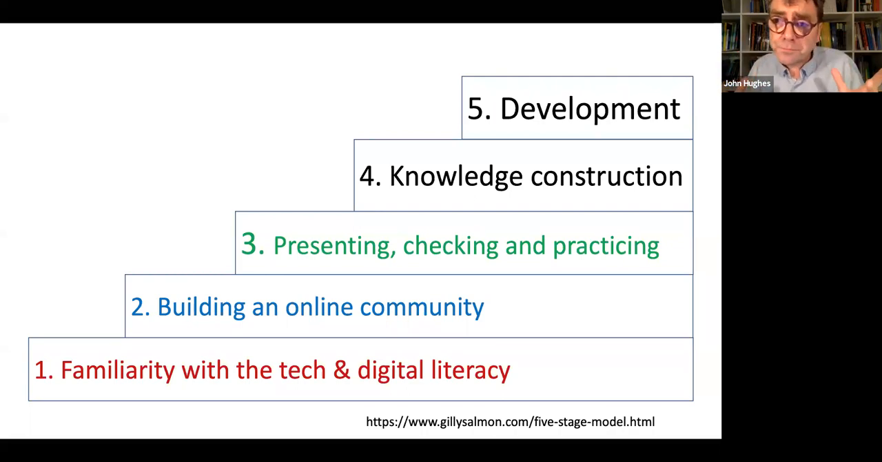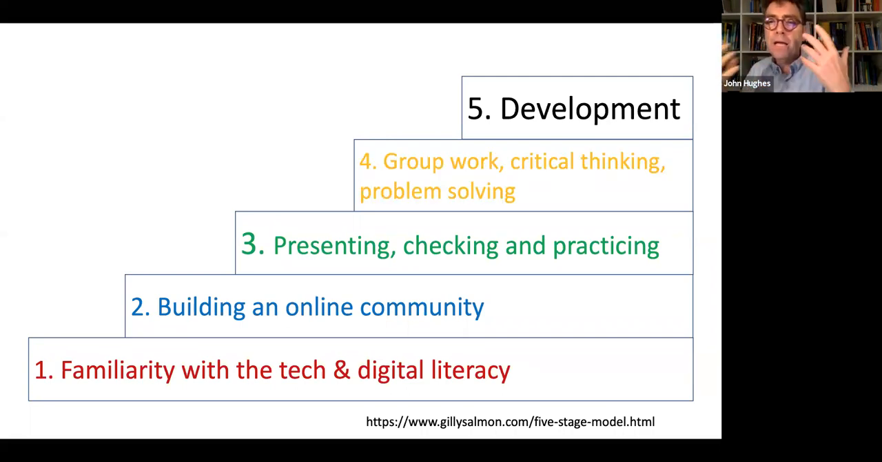Level 4 is sometimes the level that we don't get to in online learning, and it's so important that we do. It's knowledge construction, and it's the bit where we have group work, critical thinking, problem solving. It's all about higher order thinking and getting the students to do more with the language they've learned at stage 3. And if you've been to my webinars before, you know I talk about lower order and higher order thinking a lot. Level 3 is more about the lower order thinking, receiving the information. Level 4 in this model is more about the group work, the critical thinking.